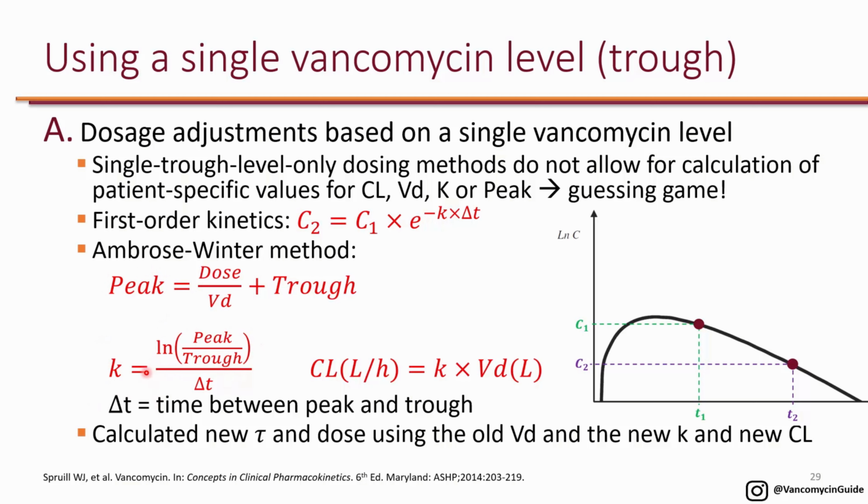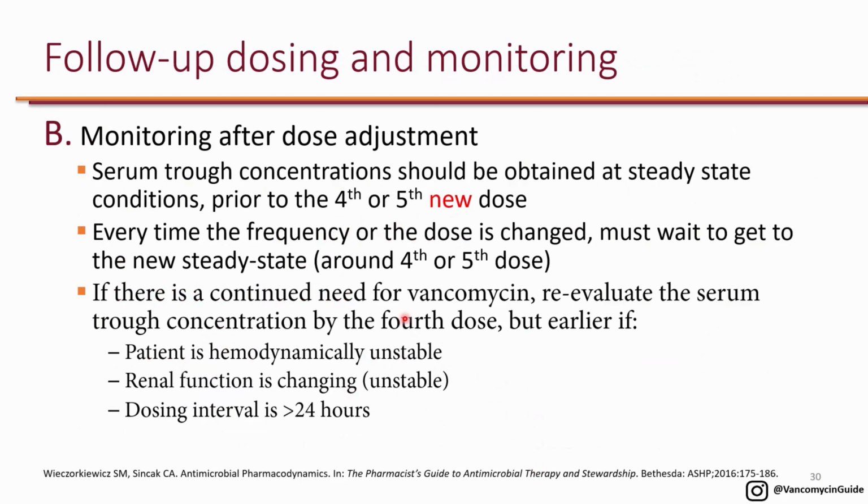So previously you used the K from population kinetics. Now you semi-individualize it because the trough is from the patient, but the peak is still estimated. So overall, this K is not truly individualized. And then you can recalculate the clearance based on the new K and the volume of distribution from population kinetics from before. And then once you get these new values, you can calculate new tau and dose using the old volume of distribution and the new K and the new clearance.